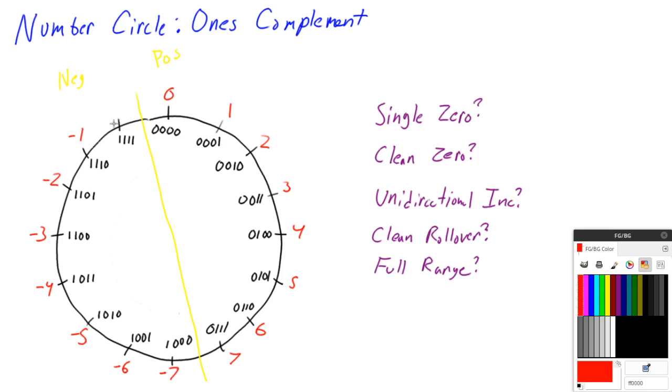And what about here? Well, we know it's a negative, but we've got 1, 1, 1. So we flip those, that's 0, 0, 0, which is a 0. So we've kind of got a negative 0 situation going on here.